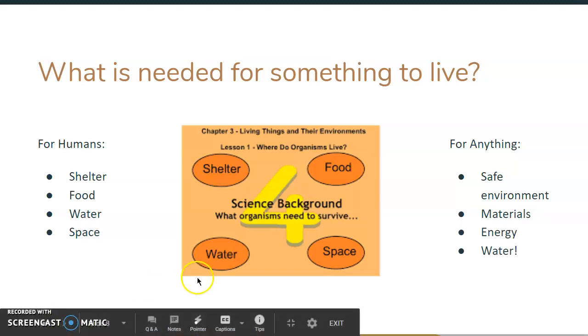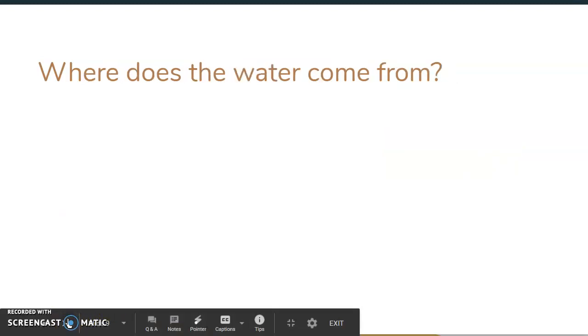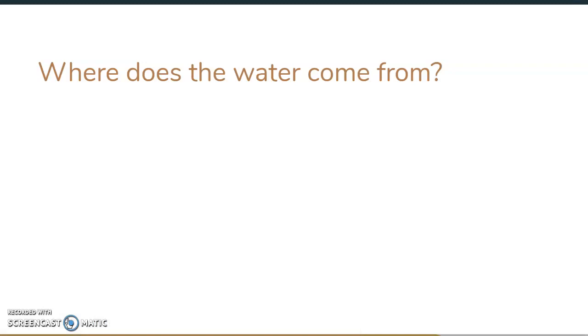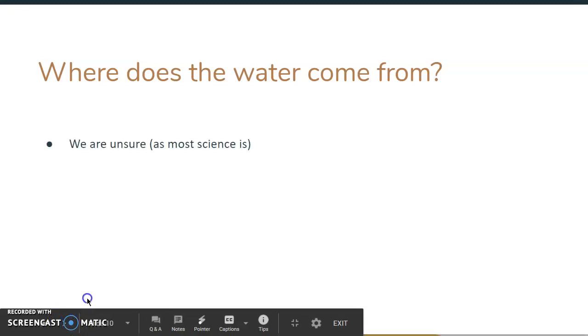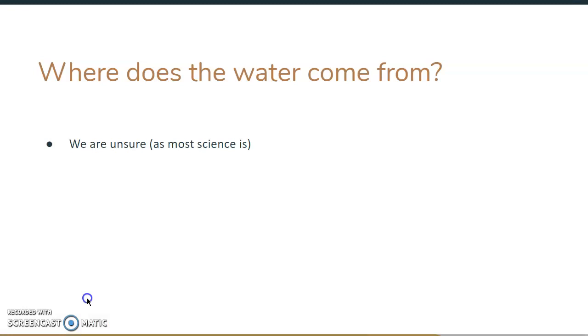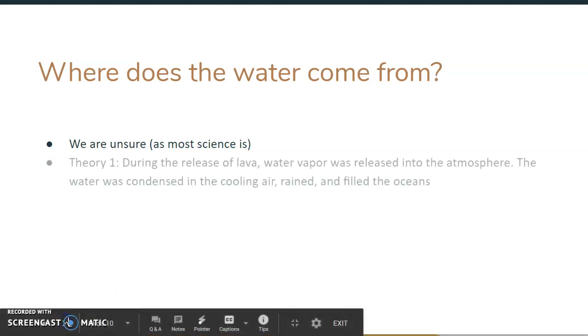We always need water. So where does this water come from on the Earth? We didn't talk about that in any one of our stages of Earth creation. So we honestly are a little unsure about this, but we have some good theories. But we can't quite prove anything for sure.